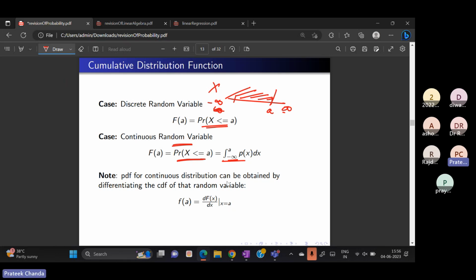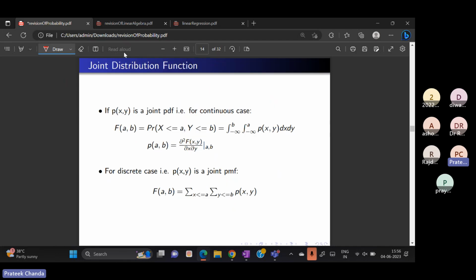And it's quite easy to see that you can get back the PDF of the continuous distribution by just differentiating the CDF, because it's just an integration that you are applying. So a differentiation of this entire thing actually gives me back the PDF itself.